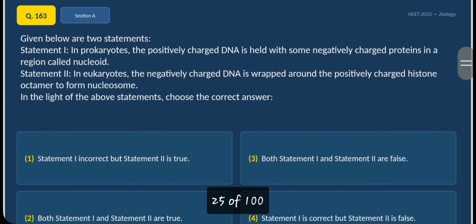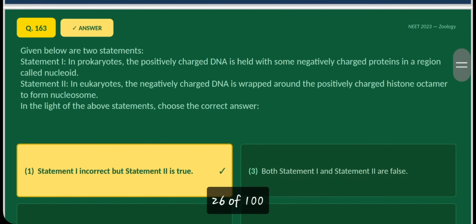In prokaryotes, the positively charged DNA is held with some negatively charged proteins in a region called nucleoid. In eukaryotes, the negatively charged DNA is wrapped around the positively charged histone octamer to form nucleosome. Here, statement 1 is incorrect, but statement 2 is true. In both of them, the DNA is negatively charged. So statement 2 is correct, but statement 1, the prokaryote statement, is wrong.